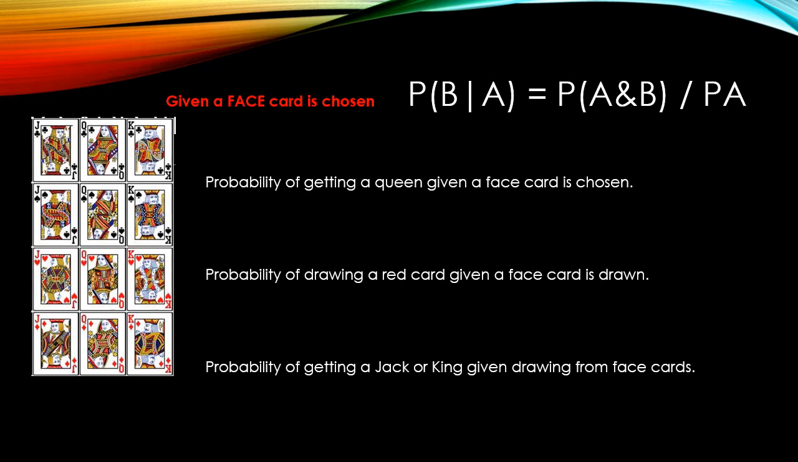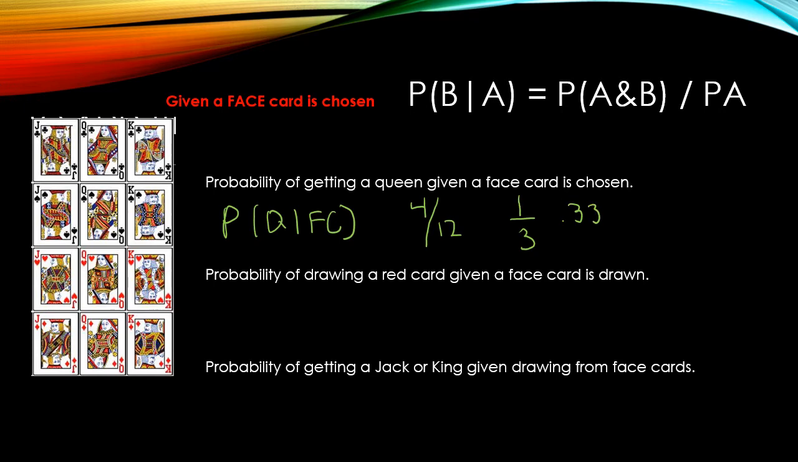So the probability of getting a queen given a face card is chosen. That would be something like the probability of Q given FC for face card. So what is the probability that we draw a queen given that a face card has already been chosen? Well, we have a pool of 12 to draw from, and we have 4 queens from that 12. So our probability, if we reduce the fraction, is 1 over 3, or 0.33 repeating.